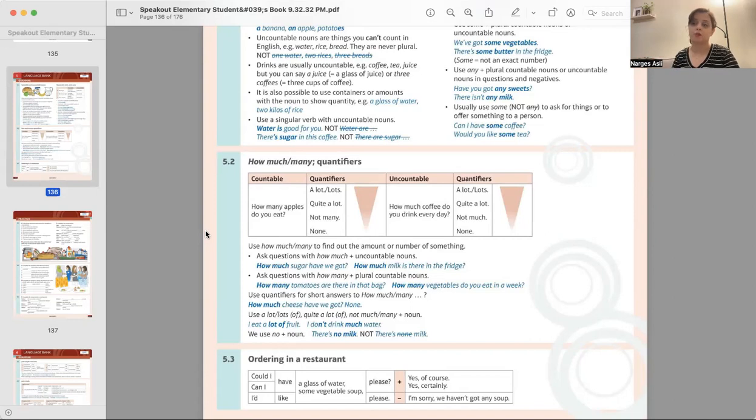Not many or not much. For example, if I ask you how many apples do you eat per day? Not many. Because we talked about apples. Now we change the question and ask, how much coffee do you drink every day? Not much. Why much? Because it's related to uncountable nouns. And the last one, none.